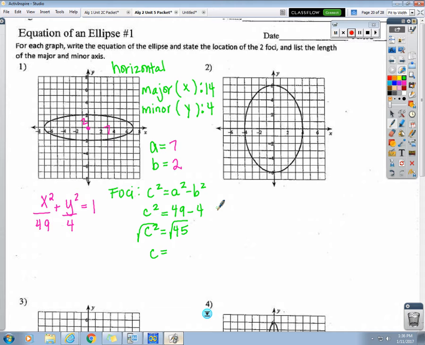Okay? And where do we plot the foci? Which axis? Right, the x-axis. And think about it. If you went up 6.7 on the y, you'd be outside of the ellipse. They have to be inside. So it has to be on the x-axis. And they're really close to the edge. And so now we just need to write those two coordinates. What is the coordinates of this focus point? Right. And what is the coordinate of this? Right.